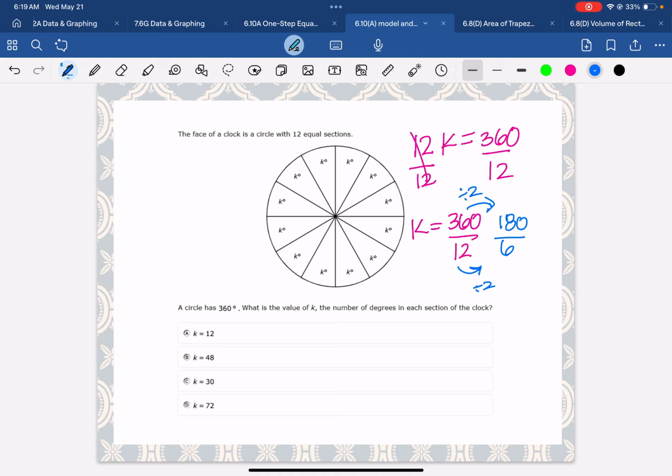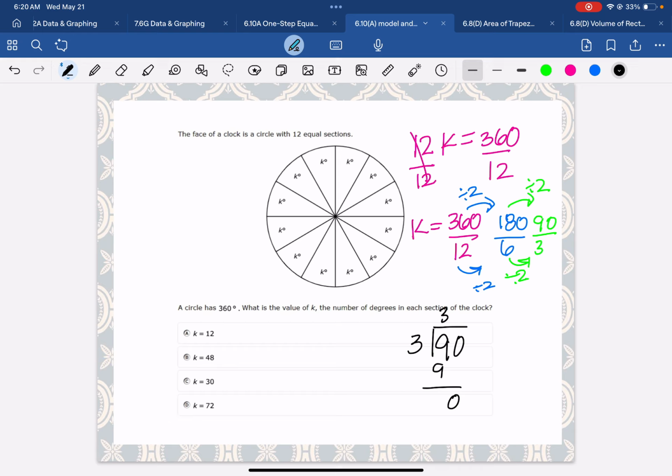I could scale down again by 2. There's no rule that says what you scale down by, as long as it goes into both. Half of 180 is 90, and then half of 6 is 3. Now I'll go ahead and do long division, or just division. 3 goes into 9 3 times. 3 groups of 3 will give me 9. Bring down the 0. My new division problem is 0 divided by 3.